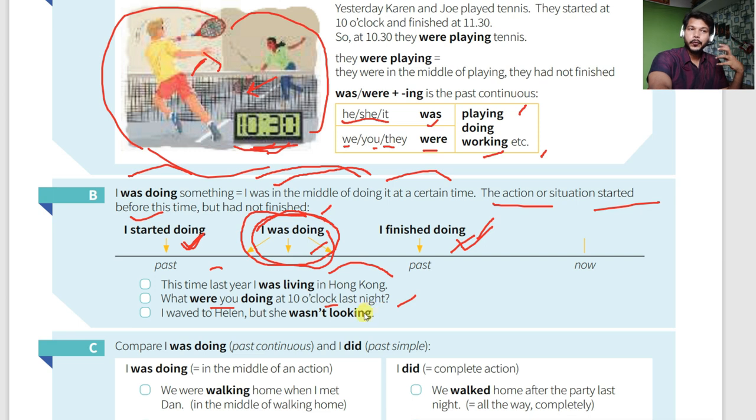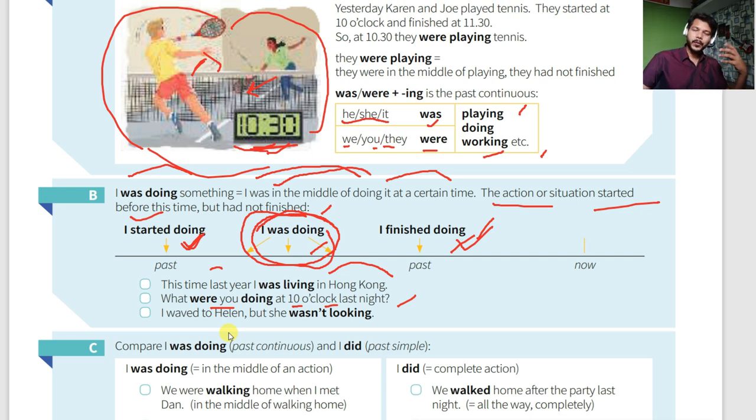If somebody wants to know about a particular time, suppose 10 o'clock is the past time. If somebody wants to know about the action being performed by you at 10 o'clock, then the question must be asked in past continuous. I cannot say, hey, what did you do at 10 o'clock? If I say, what did you do at 10 o'clock? It means I just want to know about the action which you completed at 10 o'clock.